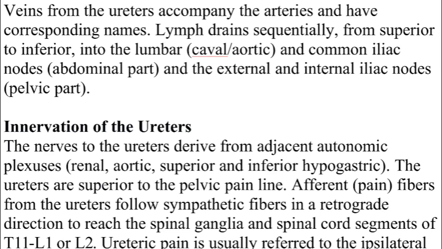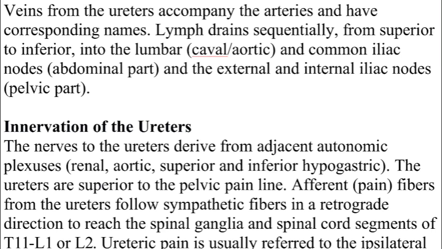Lymph drains sequentially from superior to inferior into the lumbar, that's the caval or aortic lymph nodes. Then as you go inferior, you have the common iliac lymph nodes and the external and internal iliac lymph nodes that actually drain the pelvic part of the ureter. So most of the pelvic part of the ureters drain into the external and internal iliac lymph nodes.